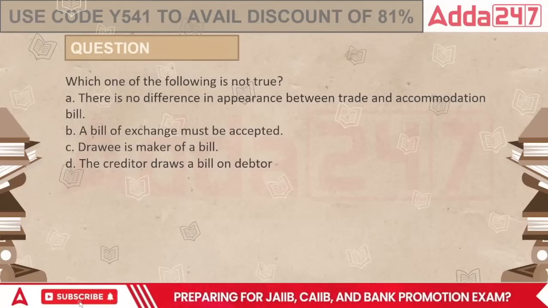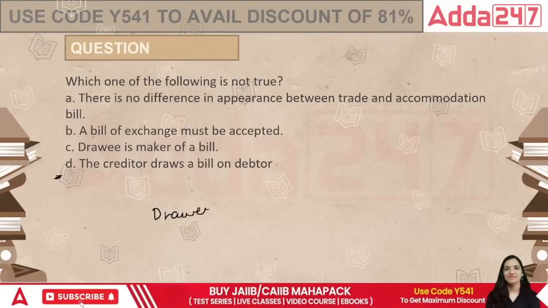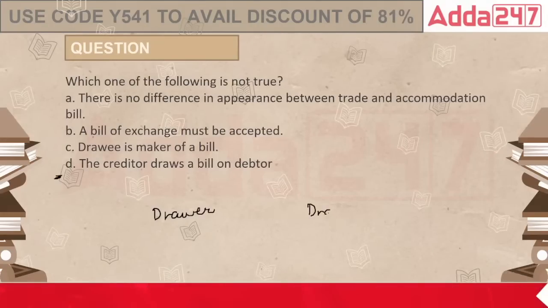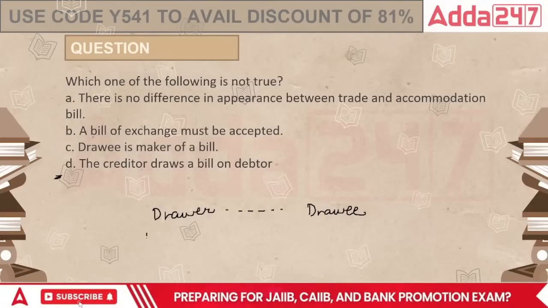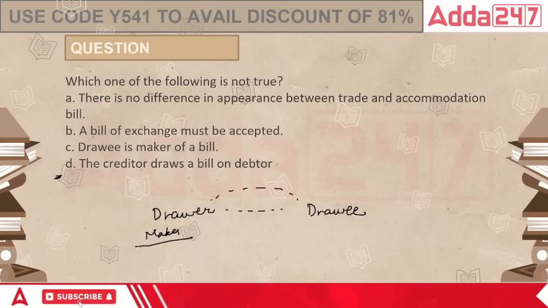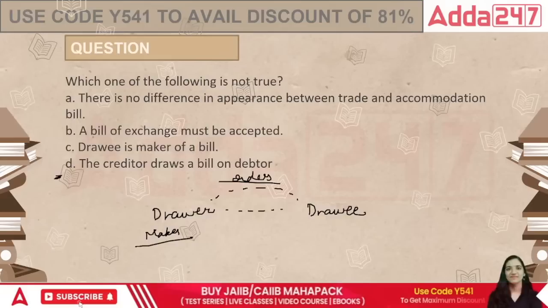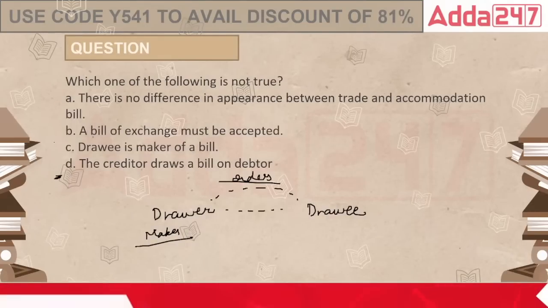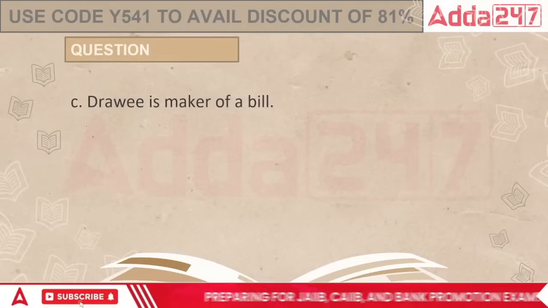In terms of bills of exchange, what happens is there are two parties. One is drawer, one is drawee. Whenever these two parties are there, this is the maker of the bill. And he orders the other person to pay so much amount of money after so much amount of time. So in this case, the correct answer is that drawee is not the maker of the bill. So this is wrong.